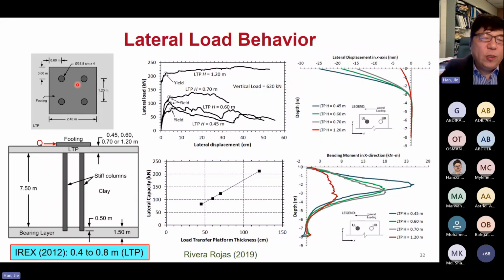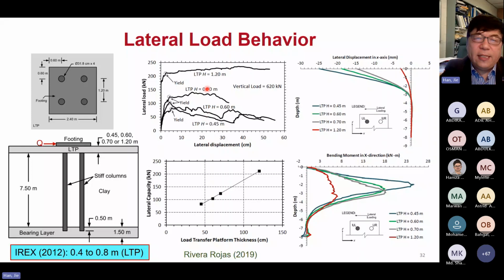There was one study done in the US on lateral load behavior. They had a footing loaded and then applied the lateral load, with 4 piles and with a cushion of different thicknesses. They used 0.4 to 1.2 meters, while the French guideline is 0.4 to 0.8, so they ranged a little bit more. Here it shows you the lateral load displacement curve.